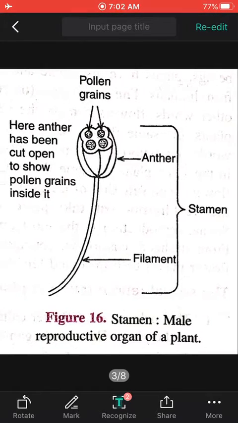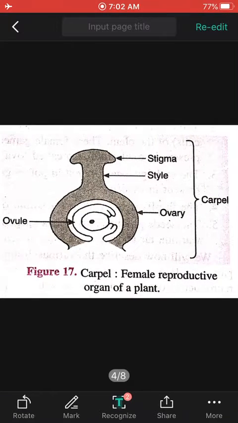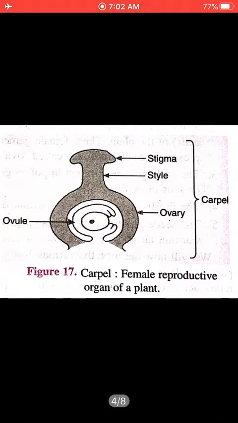Understood? Now this is the female reproductive part, which is known as carpel. It consists of stigma, style and ovary. Stigma is a spongy part on the top where pollen grain gets attached, style is a tube-like structure, and ovary is the place where fertilization takes place. Inside the ovary there is an ovule, and inside the ovule the fertilization occurs. Okay, so let's move further. Now you know which is the male part and which is the female part. Now what will happen?